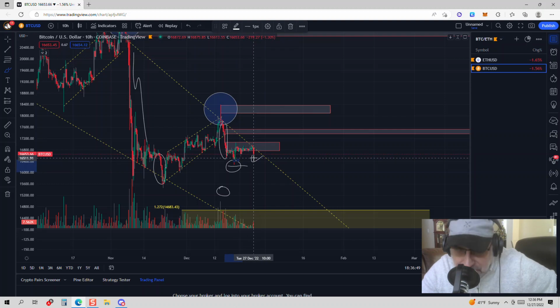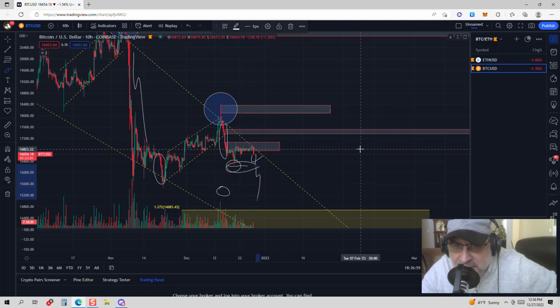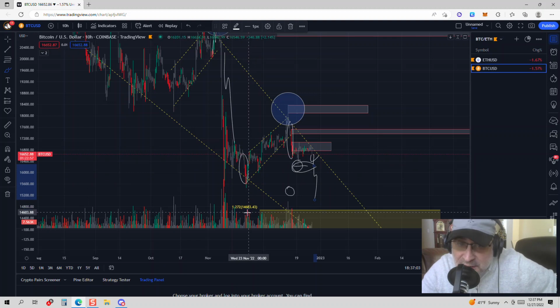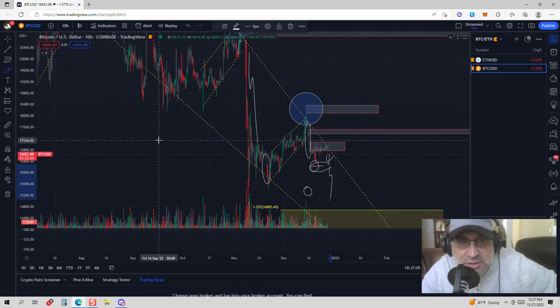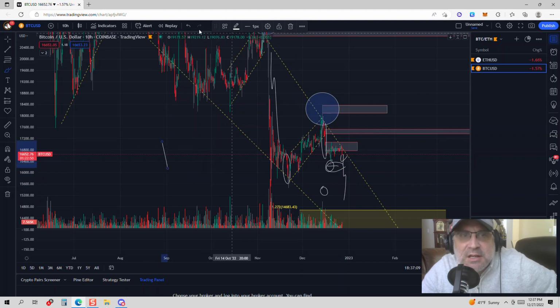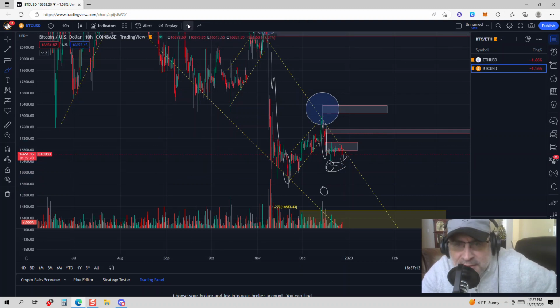And so we would have to come all the way down and mitigate this liquidity void down here at 16.2. And if we go further than that, then we can experience the macro pullback or the macro markdown, which would take us theoretically to the 1.272 and then to the 1.618. And that's what we've been seeing over and over again in these structures.